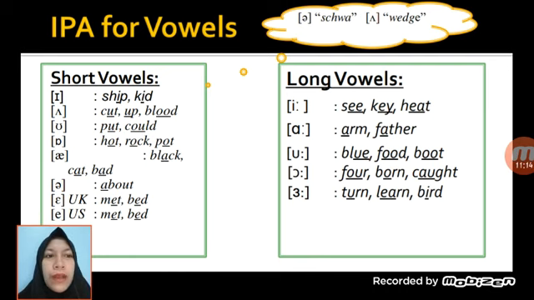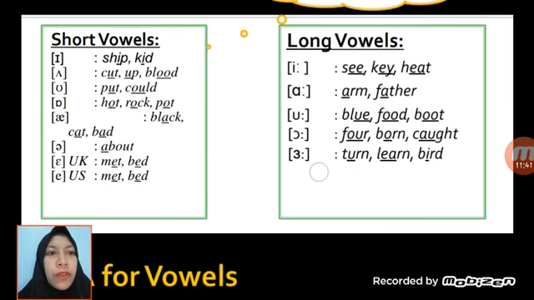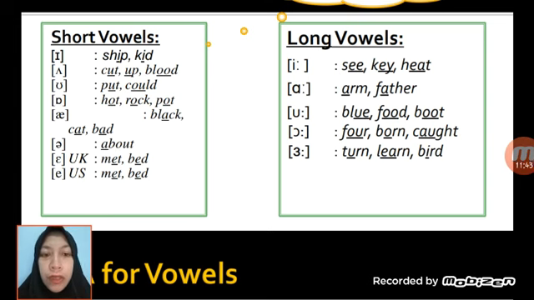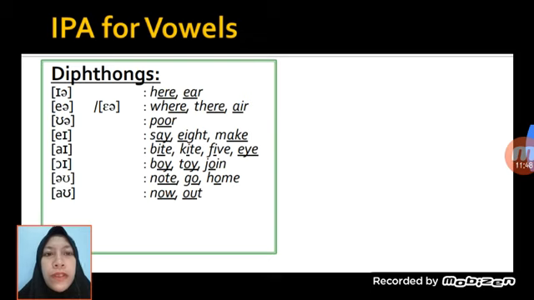Kemudian u in the word blue, food, boot. Jadi u-nya panjang. And then o in for, in born. This one is o, ya. Next one is turn, in the word turn, learn, bird. Ya, ini memang agak sulit untuk long vowels yang ini karena ini like a turn, like u and also ya, hampir bersamaan. And you have also diphthongs.